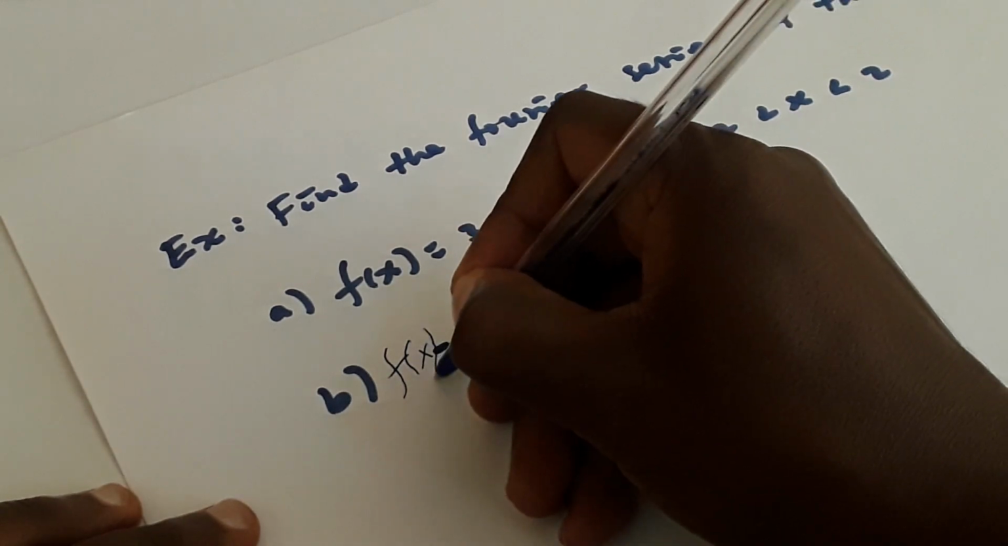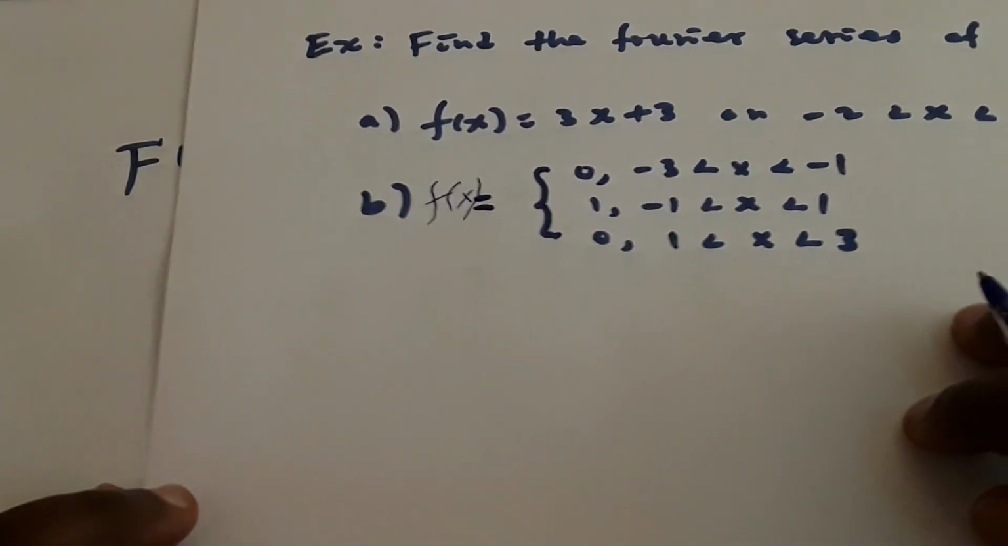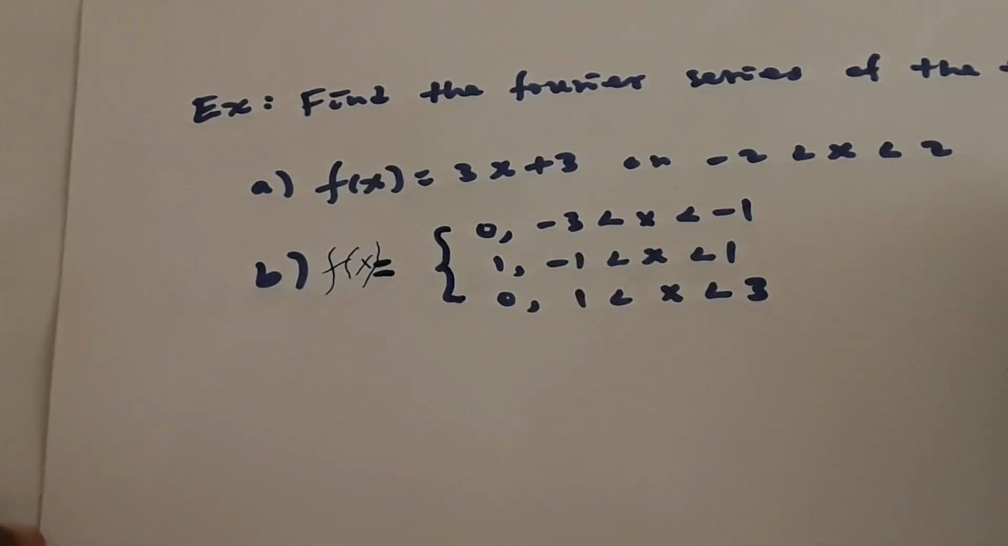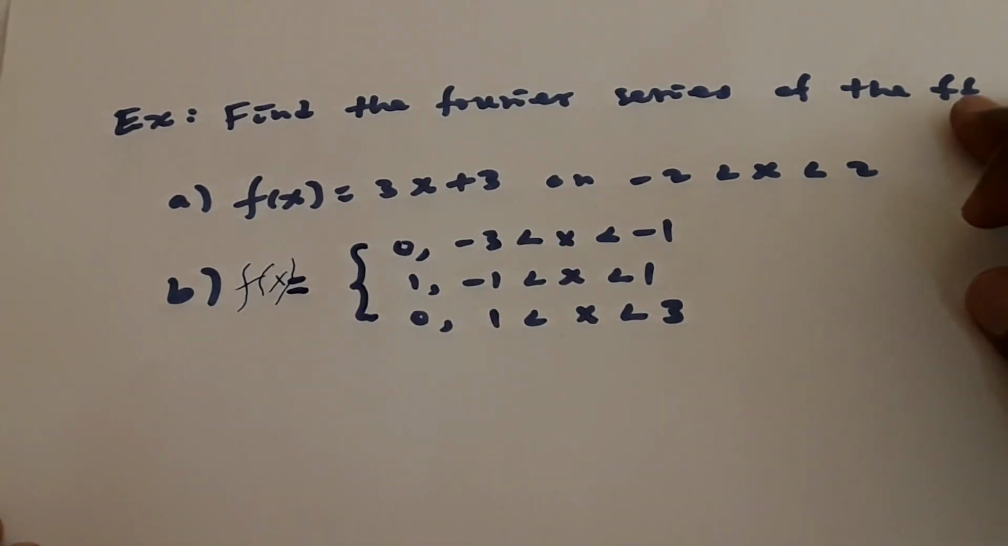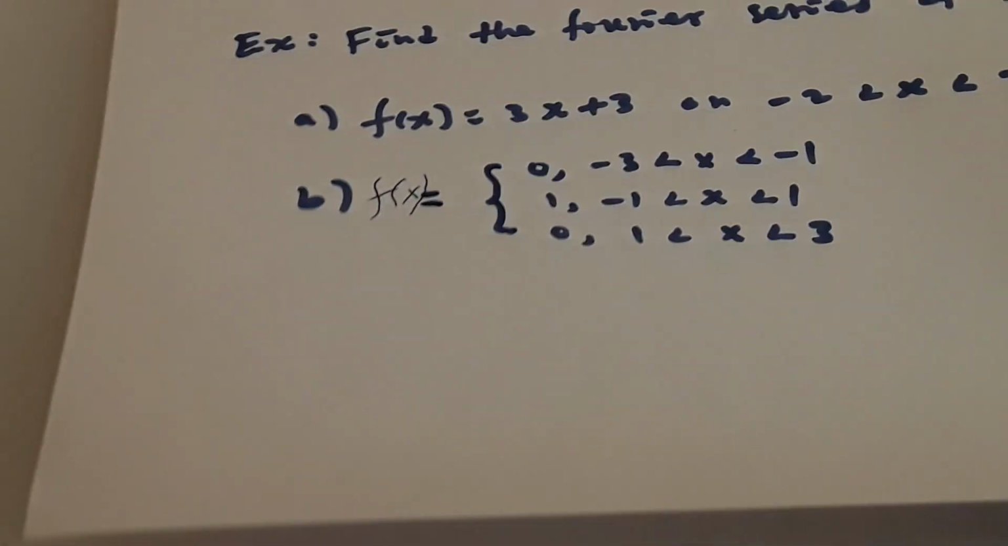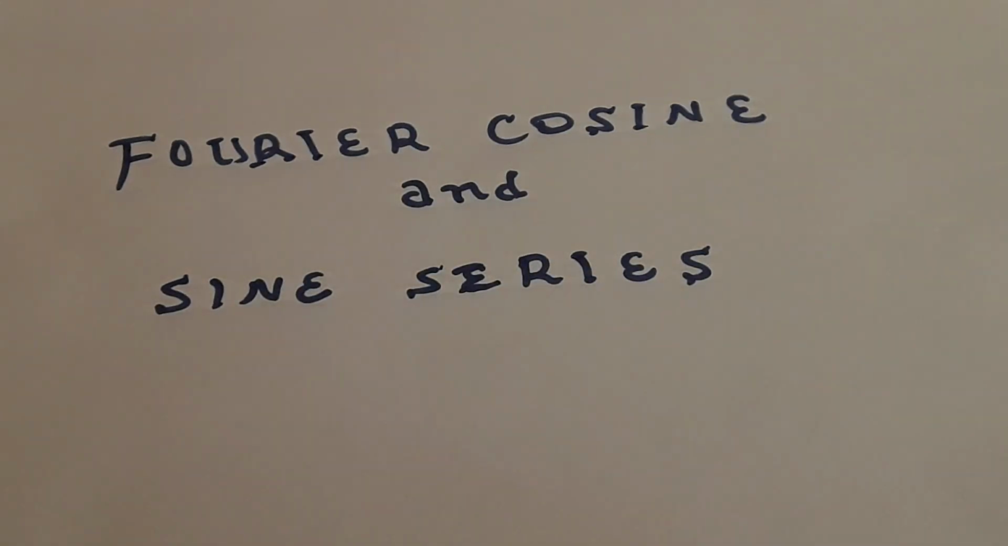f of x is a piecewise continuous function, so that you can easily find the Fourier series expansion like we did in the previous section. So we proceed to today's section, the Fourier cosine and sine series.